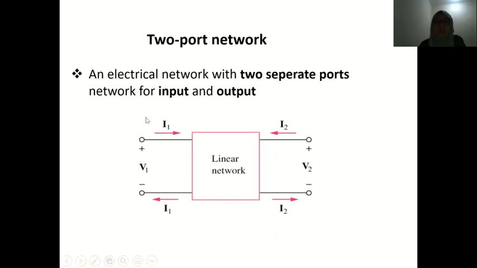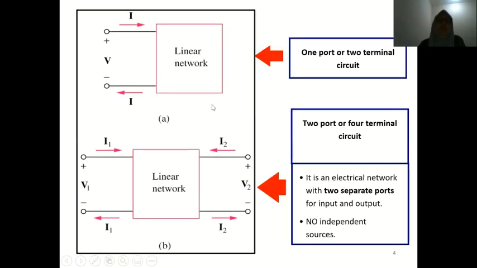So we have four terminals, where a pair of terminals we consider as one port. The other pair of terminals we consider as another port. The first port is the input port, and the second port is the output port. These two ports we call a two-port network.